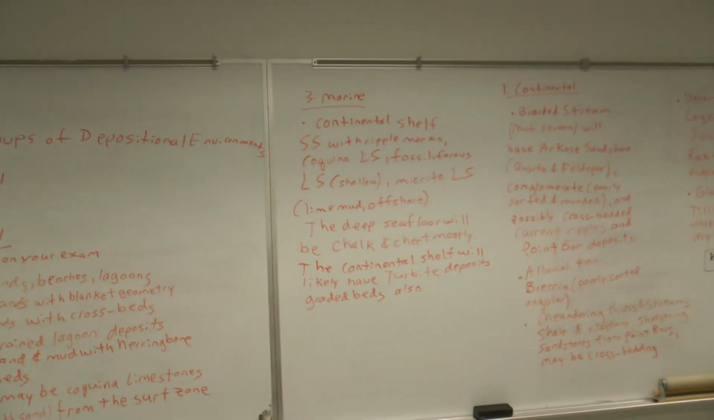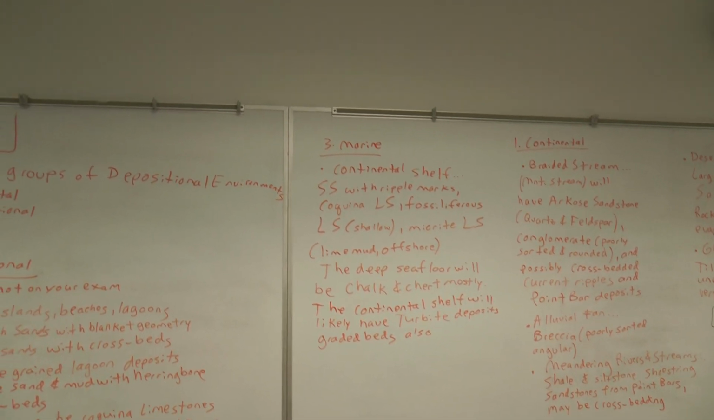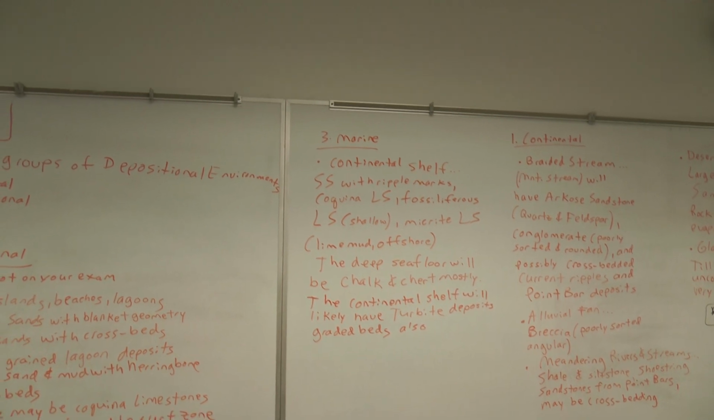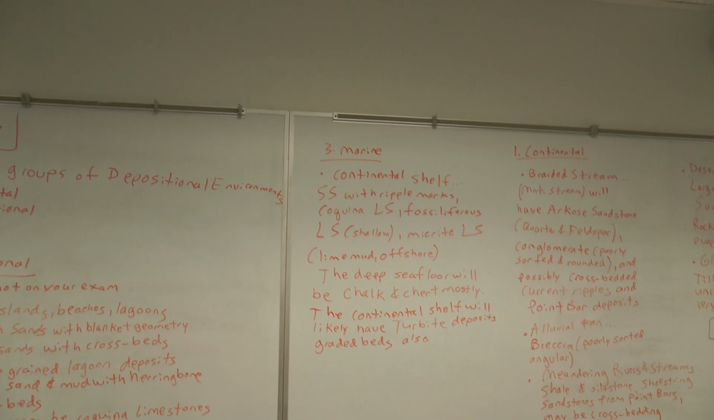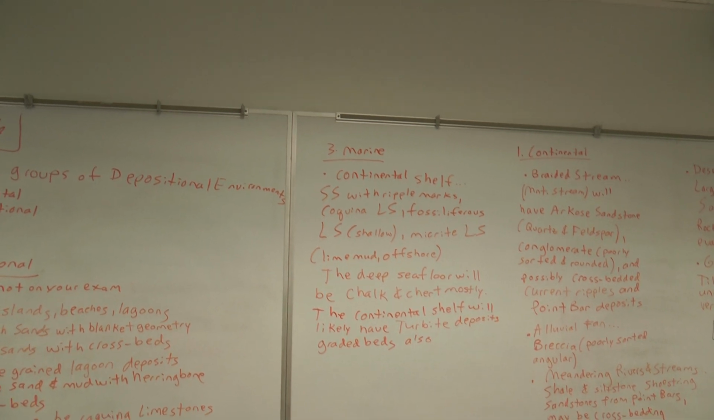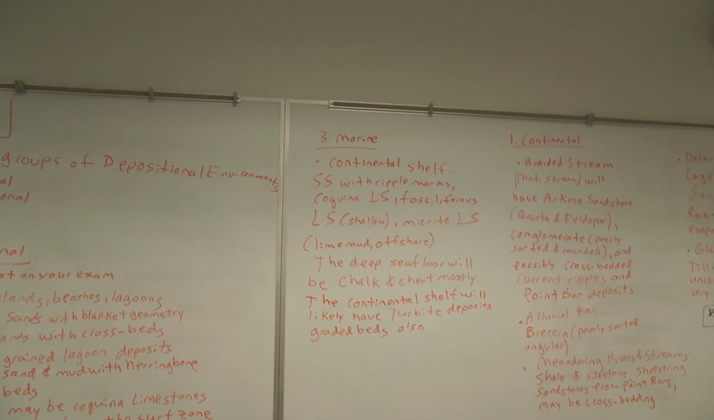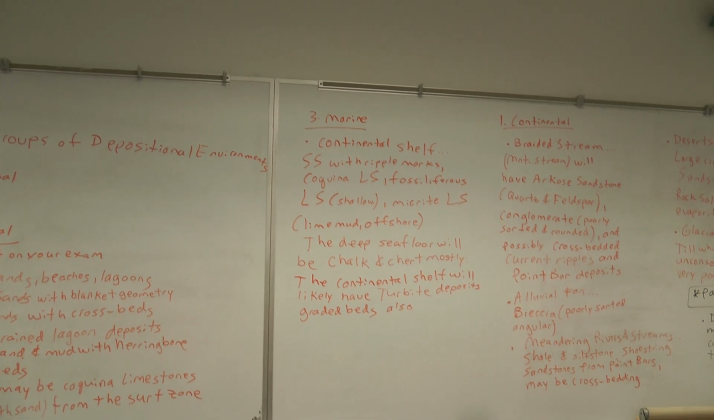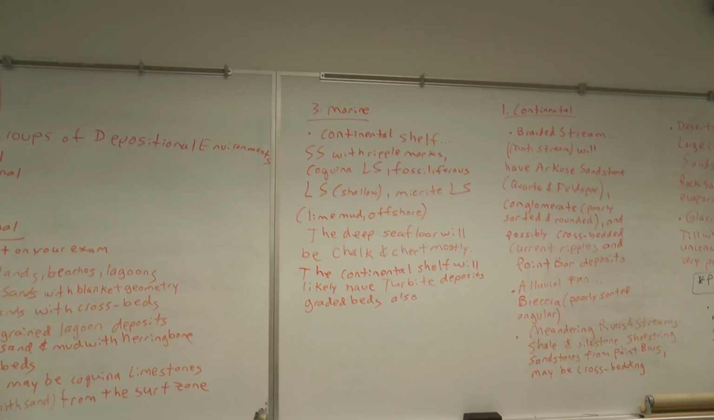All right, moving over. We're going to the third topic next, which is marine depositional environments. On your continental shelves, you're going to find sandstones with ripple marks. You might find some coquina limestone. That's technically in the marine environment. You're definitely going to find fossiliferous limestone from your shallow marine environment, and then you might find something called a micrite limestone from an offshore, little bit deeper water environment.